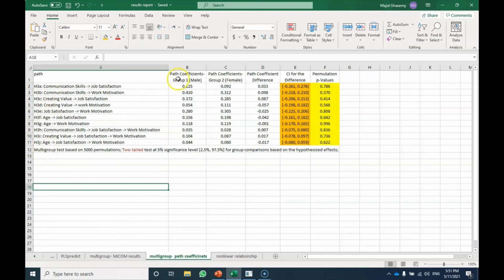sub-hypotheses, and I have the path coefficient for group 1, which is the male group. I have the path coefficient for group 2, which is the female group. I also have the path coefficient difference. I have also provided the confidence interval for the difference as well as the permutation p-values. Notice that you just need to report one of these 2 columns depending on the requirements of the journal to which you have submitted your article. So based on these results, we would conclude that there are no significant differences between the path coefficients, all of the direct effects, and also the indirect effects between male and female participants in my study.